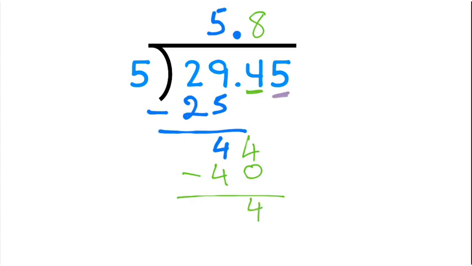And now I'm going to bring down the last digit, which is a 5, and say, how many times does 5 go into 45? Well, 5 times 9, and I'm going to write that above the 5 there, is 45, and I'm going to write the 45 there, subtract them, and leave no remainder. So my answer is 5.89.